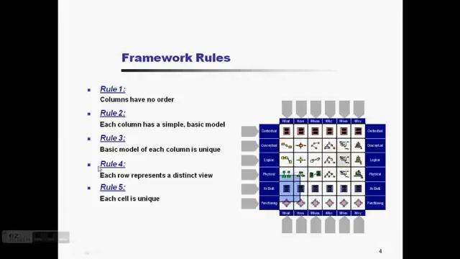Rule 5 is about each cell is unique. So you cannot have cells in different positions in this framework similar or identical to each other, since each column has a unique basic model that makes each column unique, and each row has a different perspective. Therefore, each cell in the framework is unique.